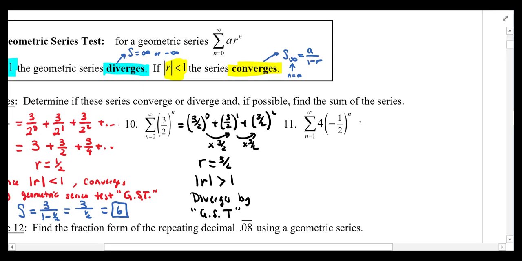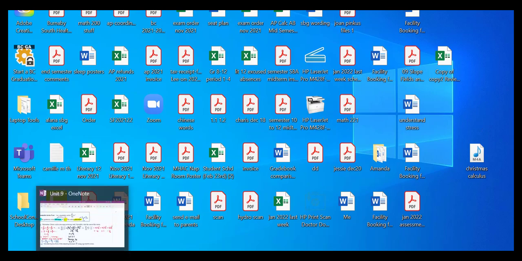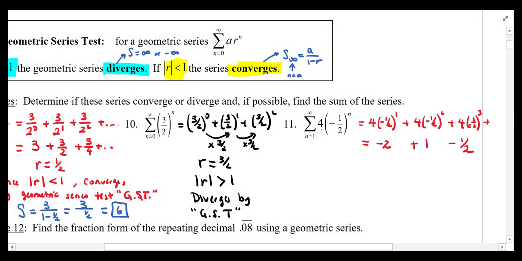Final one here. Interesting, there's a 4 in front. Don't freak out, just keep it. 1, 2, 3. I think this becomes -2. This becomes 1. This becomes minus a half. Don't forget plus dot dot dot. I forgot that from the previous one too, plus dot dot dot.